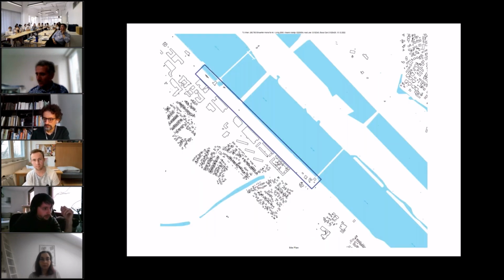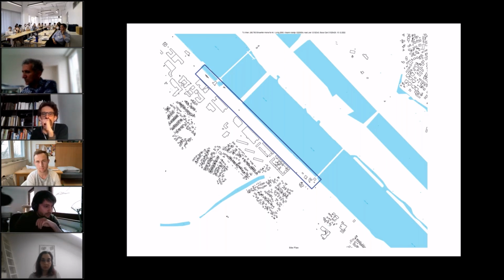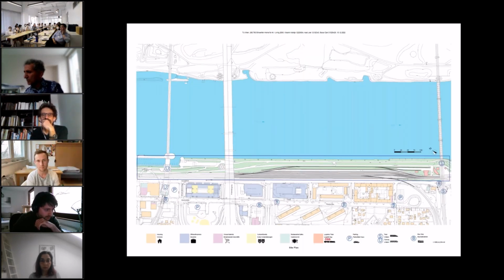So this is the area. It's right here. It's in a quite heavy residential area of the city, and a quite accessible one as well, as you might see here. And I think my colleague Joel will talk more about the accessibility of the area.